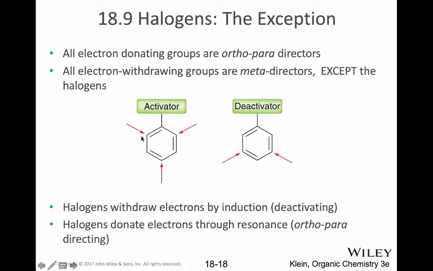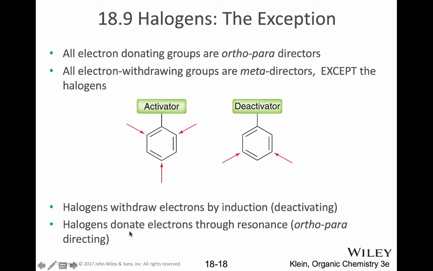Now, one of the other things we want to talk about in terms of activation and deactivation is the halogens. We're going to go over what makes something an activator and a deactivator, and a whole list of activators and deactivators in a minute. But before we do that, I want to go over the halogens. It turns out the halogens are kind of the exceptions to the rule. All electron withdrawing groups are meta directors except the halogens. The halogens are deactivating, so they withdraw via induction, but they are also ortho-para directing.